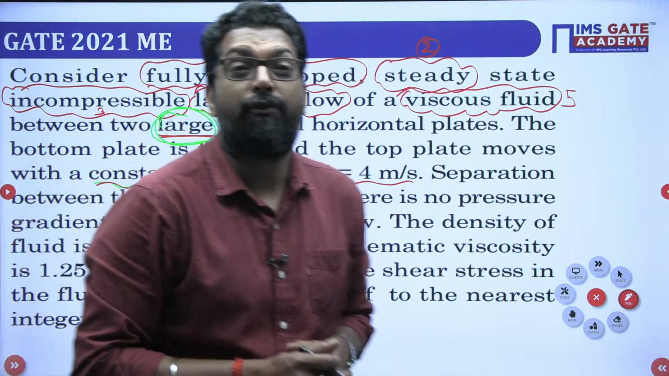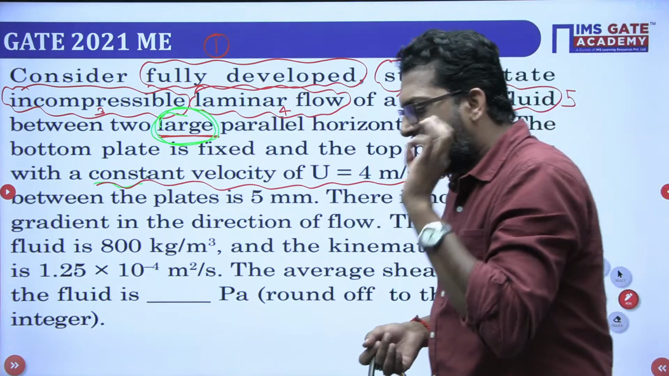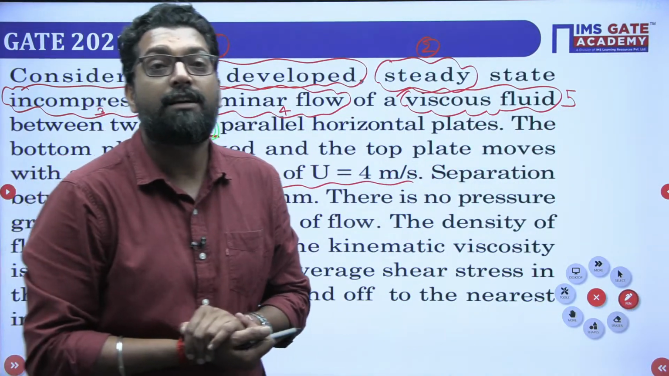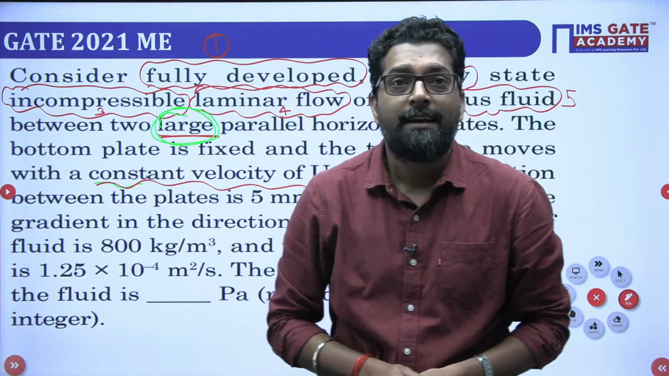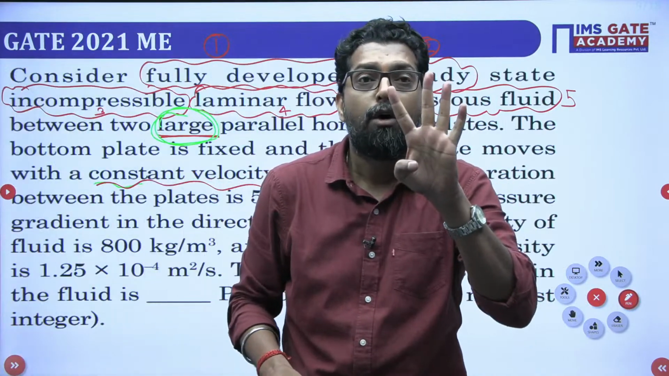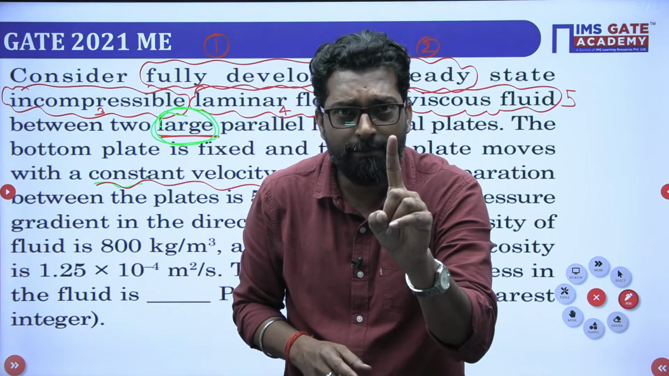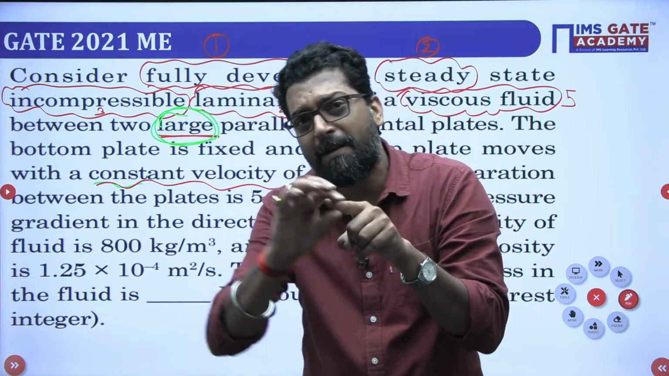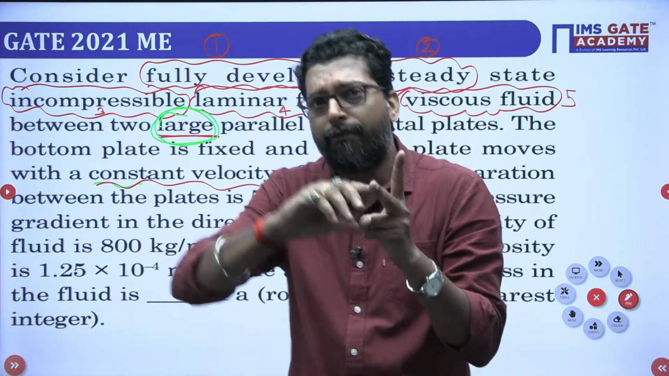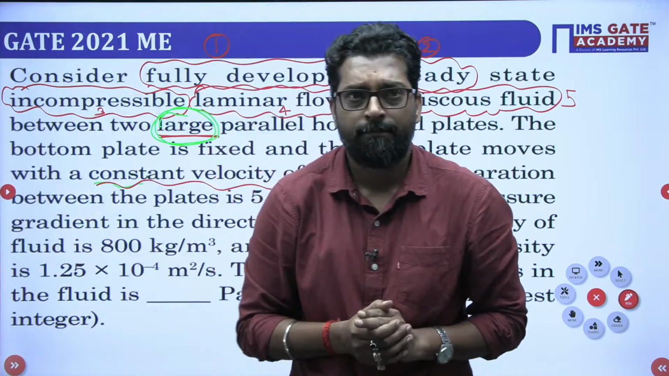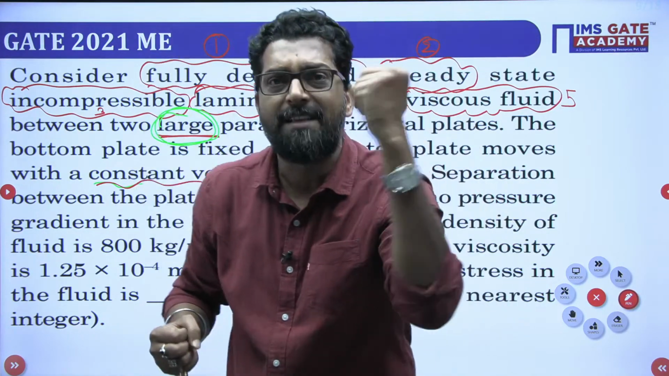That means this is the flow we call Couette flow. My dear, many students get confused: what is the unique characteristic of Couette flow? See, in fluid mechanics there are only three mechanisms by which a fluid will flow. The first mechanism: the fluid flows due to the displacement of a boundary. Second, the fluid flows due to a difference of pressure. Third, the fluid flows due to the gravity effect, which is called open channel flow.